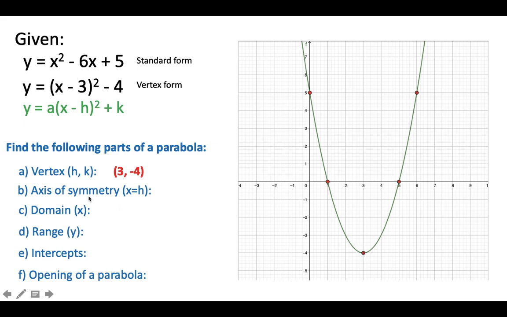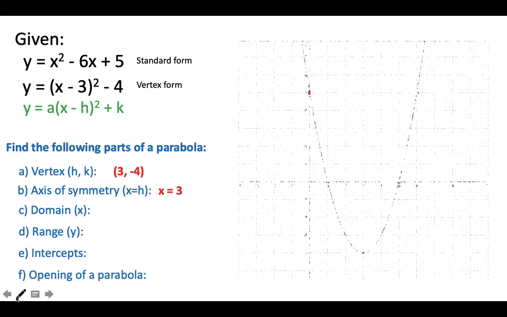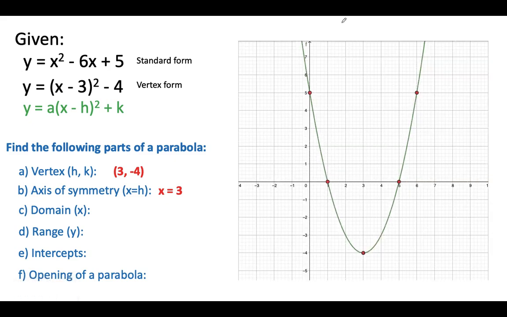Okay, so how about the axis of symmetry? It is represented by x is equal to h. Since our h here is 3, we already have our axis of symmetry, that is x is equal to 3. Okay, so where can we find that axis of symmetry? So this axis here divides our parabola in exactly half. This axis is what we call the axis of symmetry.